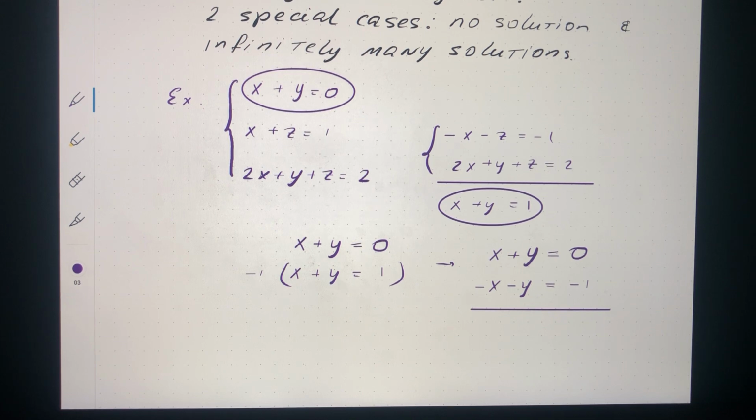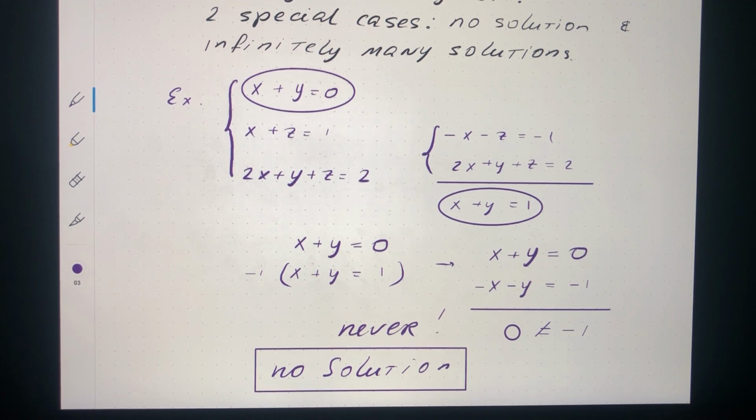Now if we add the two together, the x with the negative x cancels off. Y with the negative y also cancels off, giving us 0 equals -1. Well, there is no x, no y, no z to make it true. All we have is a statement that is never true. 0 is never -1. So when that happens, we know that there is no solution. And that is the end of the first example.